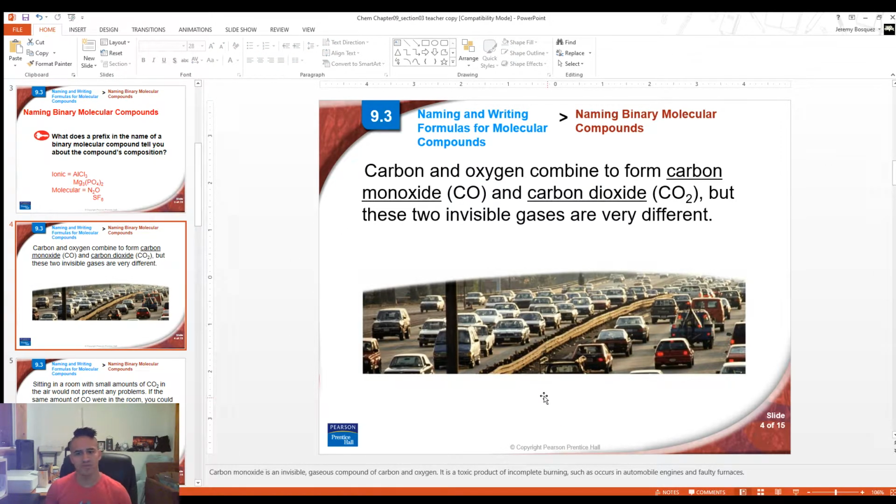Here are some examples of molecular compounds. Carbon and oxygen combine to form two different common compounds: carbon monoxide, CO, and carbon dioxide, CO2. By looking at the names, we can already see the naming system at play. Carbon monoxide: mono means one, so carbon with one oxygen, versus carbon dioxide: di means two, so two oxygens.